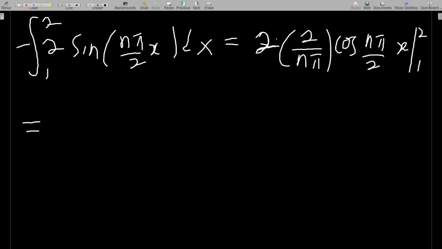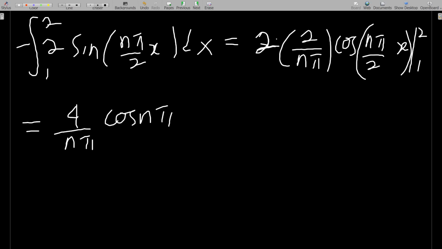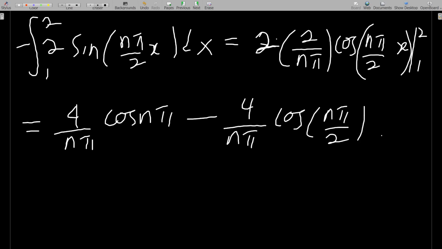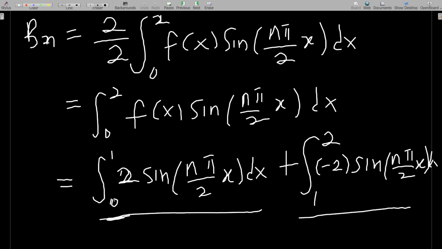2. So when you insert your values there, okay, when x equals 2, you put it in place of this side, okay, and then you get cos of n pi. We have 4 over n pi cos of n pi. When you put x equals 2, then minus, when x equals 1, you have 4 over n pi cos of n pi over 2, sorry. So this is what you have for the other side of the integration, okay? I mean this side, okay? So the final one is this plus this, okay?